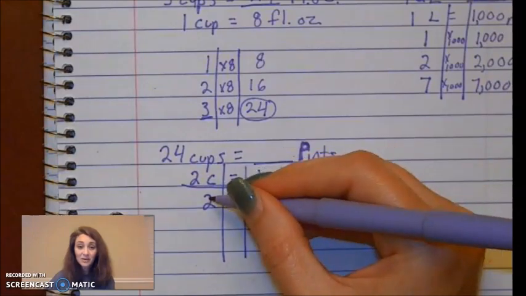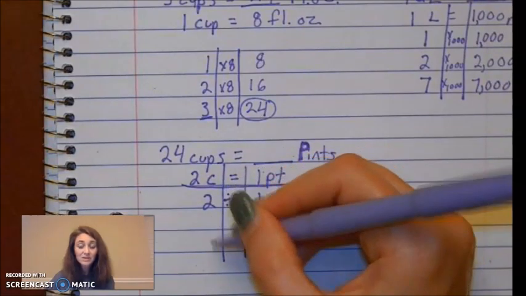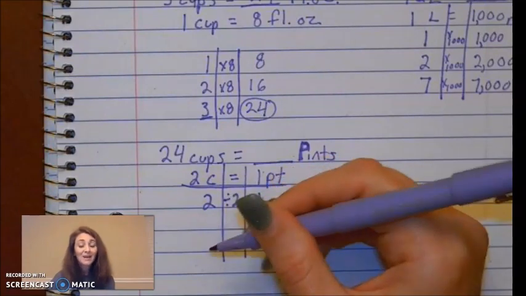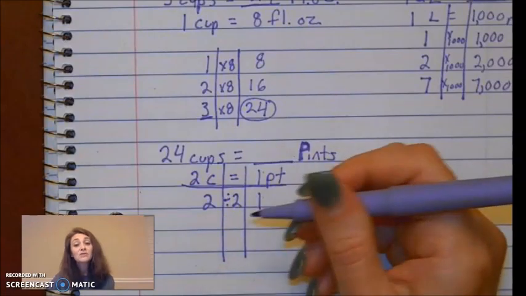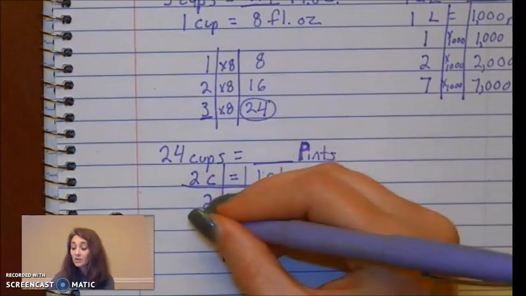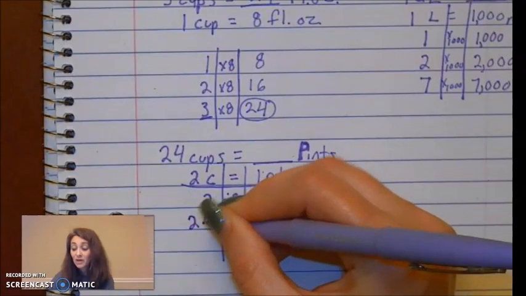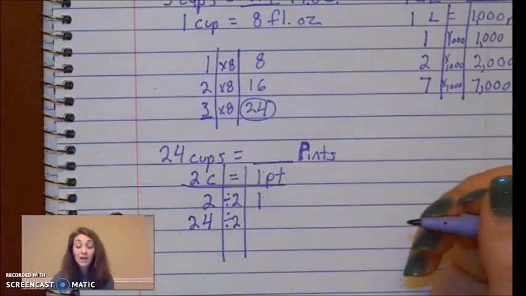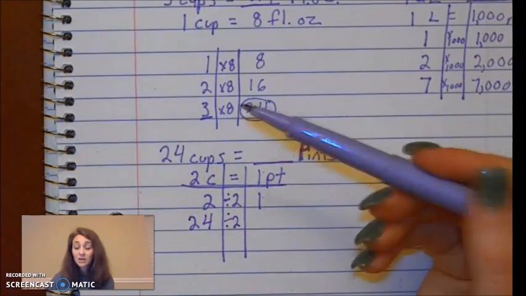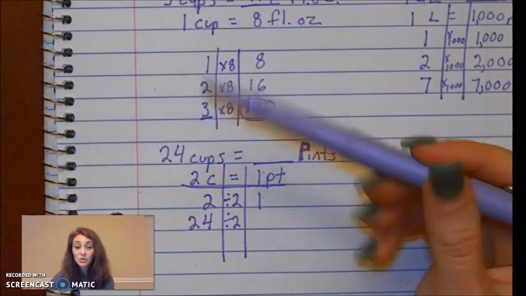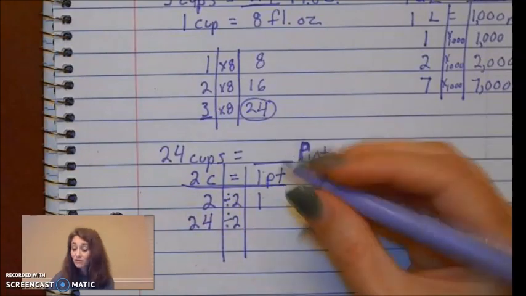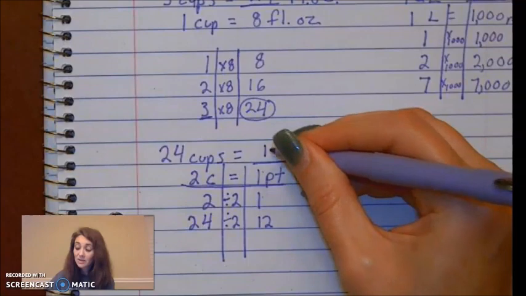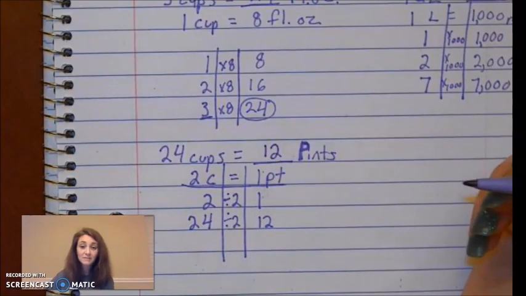Now I could count up to 24, 2, 4, 6, 8, all the way up to 24, but I don't want to do that. It takes a lot of paper and a lot of time, and I don't have to do that because I know how to follow the rule in an input-output table. So I'm going to go ahead and just put 24 right here. I know it's 24 divided by 2. I can look at my multiplication chart, and I can find the 24 in the 2 row, and I can see that 24 divided by 2 is 12. So 24 cups equals 12 pints.